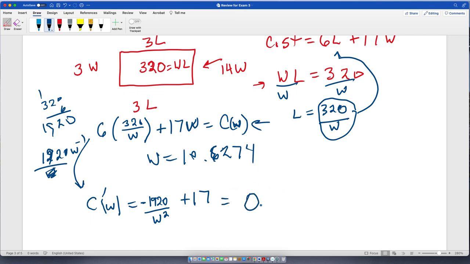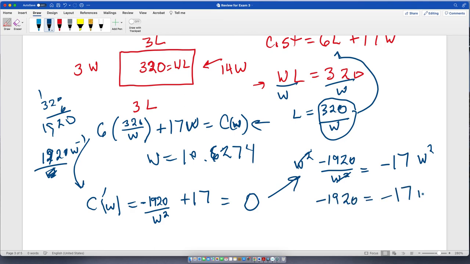And then again, we want to solve this for where this equals zero. So then you would subtract 17 from both sides. So you get negative 1920 over w squared equals negative 17. I would multiply both sides by w squared just to get the variable up on the line. Divide both sides by negative 17. That's what w squared is. And then take the square root of both sides. And since w has to be positive, we take the positive square root, right? When you take a square root of both sides, you're getting a plus or minus answer, but we want the positive answer.